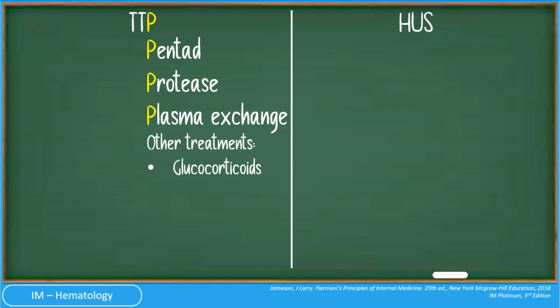Other treatments include glucocorticoids. Although never evaluated in clinical trials, the use of glucocorticoids seems a reasonable approach but should only be used as an adjunct to plasma exchange. Additionally, other immunomodulatory therapies have been reported to be successful in refractory or relapsing TTP, including rituximab, vincristine, cyclophosphamide, and splenectomy, with rituximab having the most evidence for efficacy.